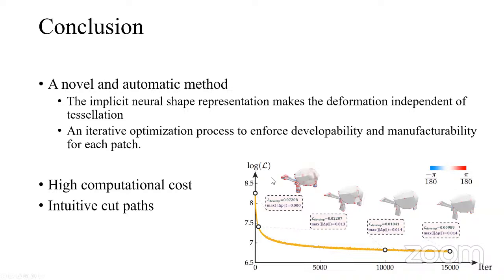First, the SDF training and the deformation part take most of the time. It often costs 7 to 8 hours. So it is worthwhile to speed up the training process and reduce the memory consumption. Although our cut is feature guided, it can be more intuitive for humans. So how to encode the human intuition into the piecewise developable approximation is future work.